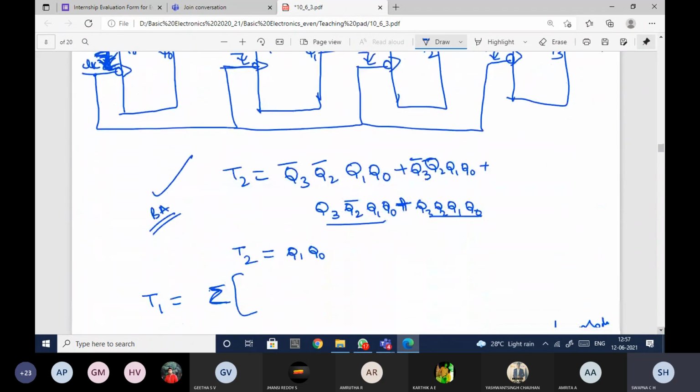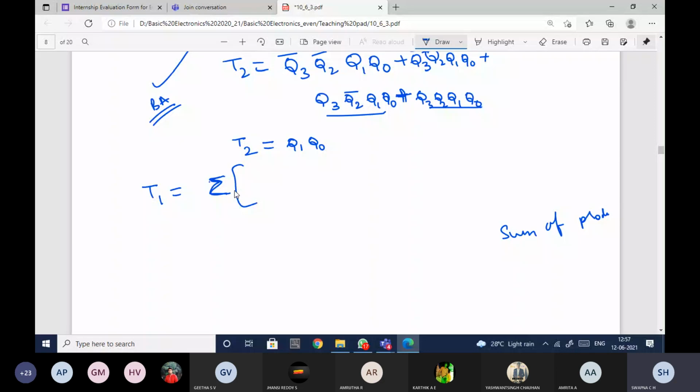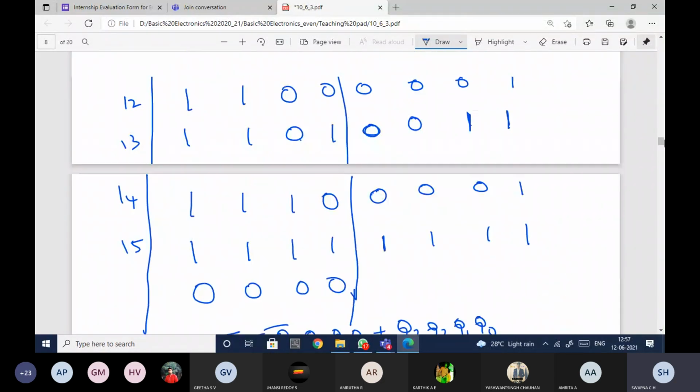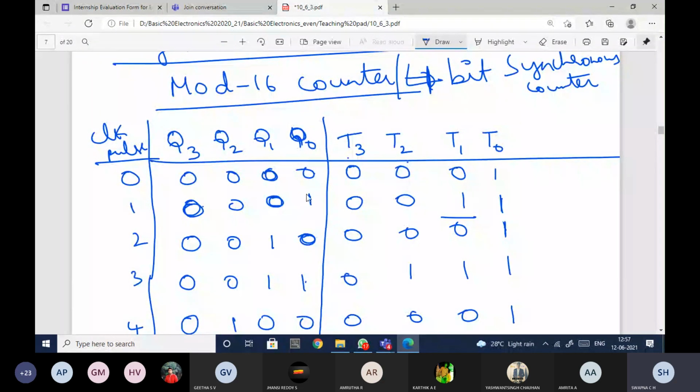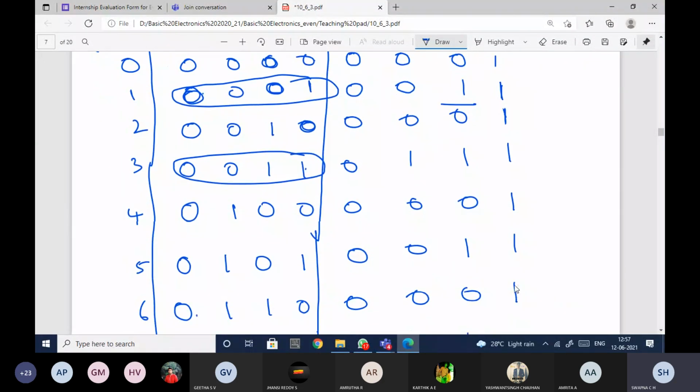So if you try to write its output equation, it will be summation 1. Okay, it's complete. Where is that? Here I've got 1, right? So the decimal equivalent of this binary number is 1. In the same way, the decimal equivalent of this is nothing but 3. In the same way, the decimal equivalent of this is nothing but 5.